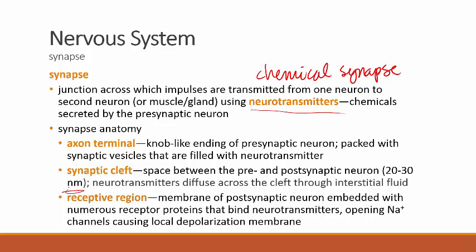And then finally, there's the receptive region. That is the membrane of the postsynaptic neuron, and it's going to have lots and lots of those receptor proteins that are going to open sodium channels or other kinds of channels as well, depending on what kind of signal is being produced. But as we open these sodium channels, that's going to cause a local depolarization of the receptive region of the postsynaptic neuron.